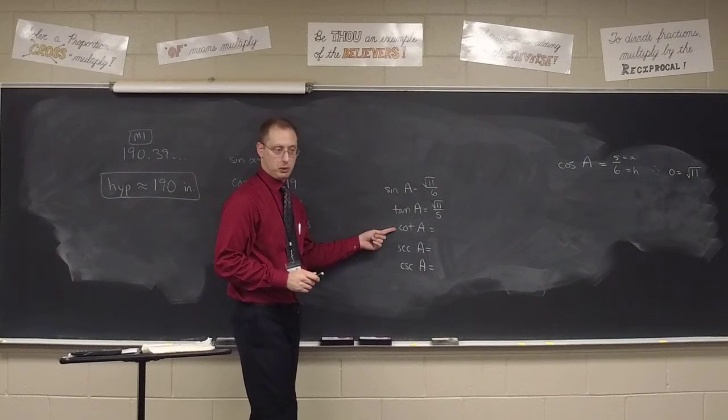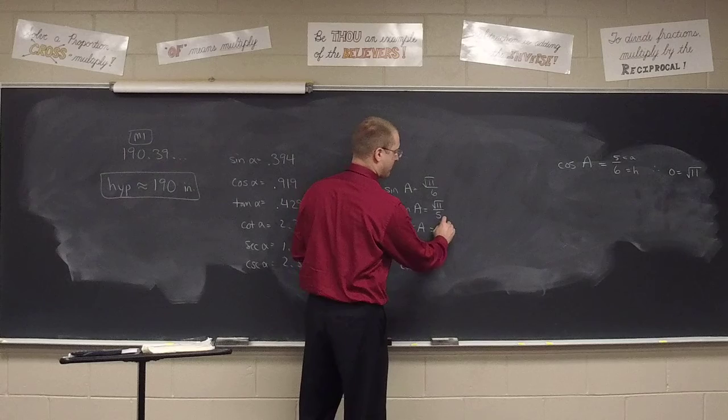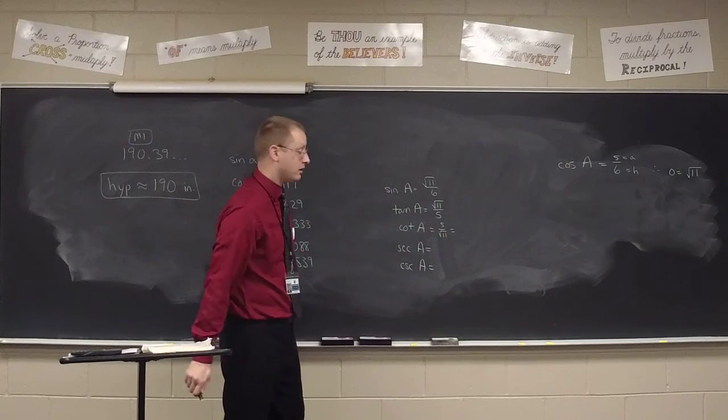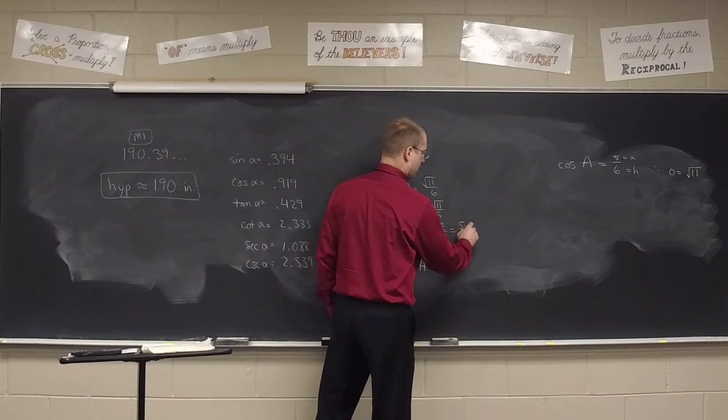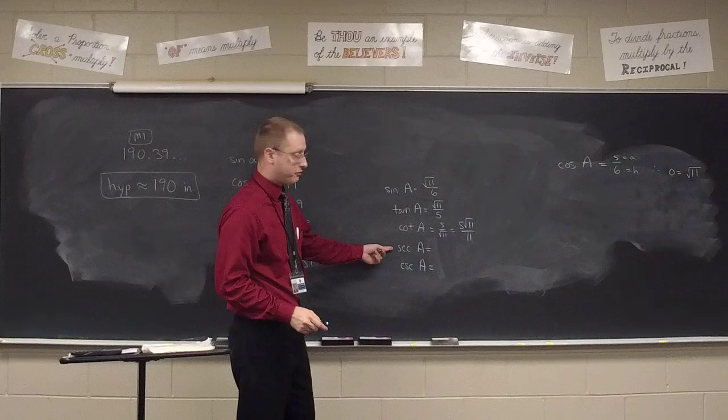Cotangent, class, is the reciprocal of tangent. Well, tangent's square root of 11 over 5. This is going to be 5 over the square root of 11. But, Jamie, I got to rationalize. And make it 5 times the square root of 11 over 11. There we go.